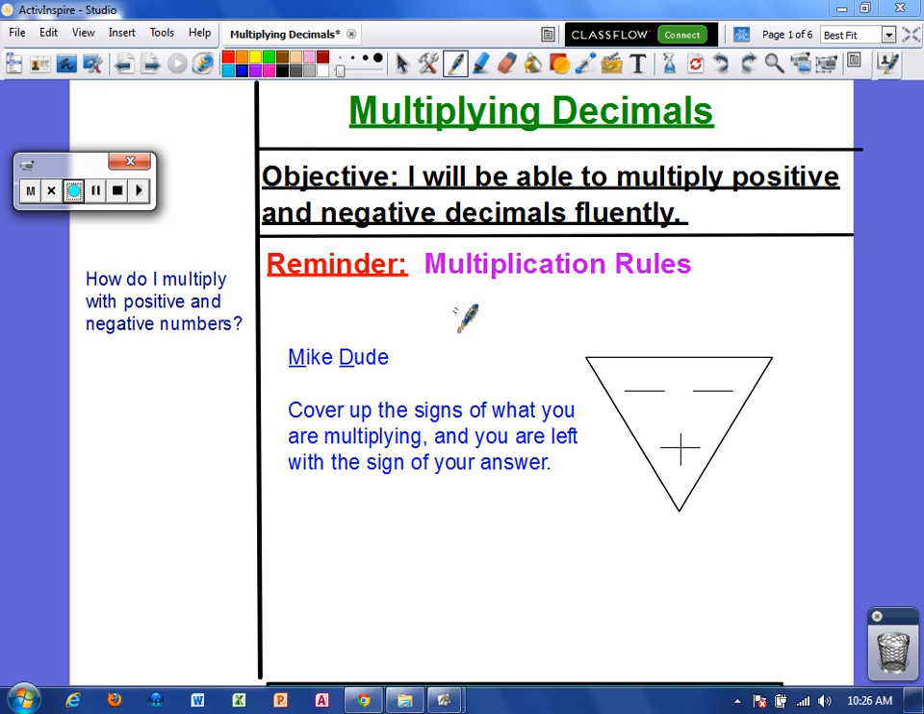Make sure you write down everything that you see me write down. Your objective: I will be able to multiply positive and negative decimals fluently. Just a reminder, whenever we multiply and there are negatives involved, we use Mike Dude. So we will be using Mike Dude again today.